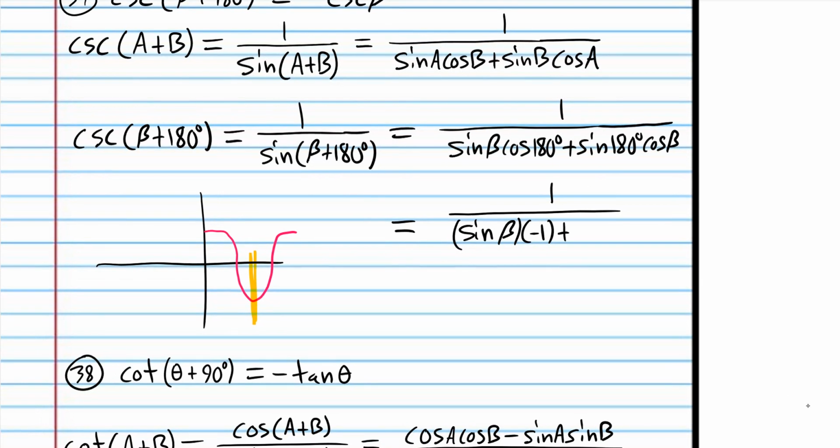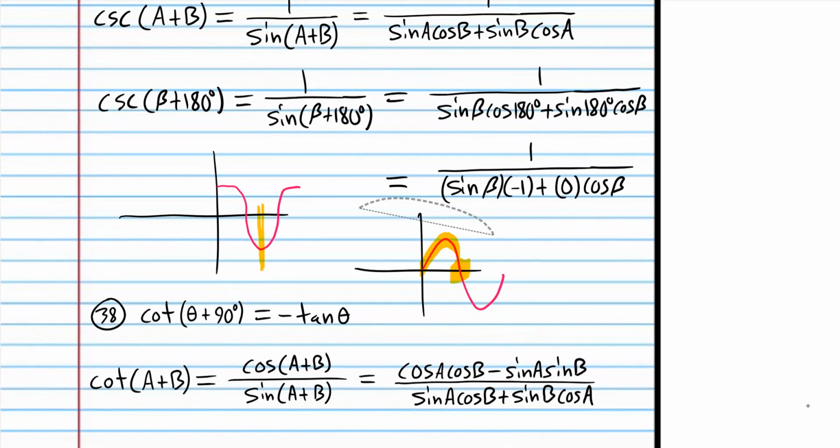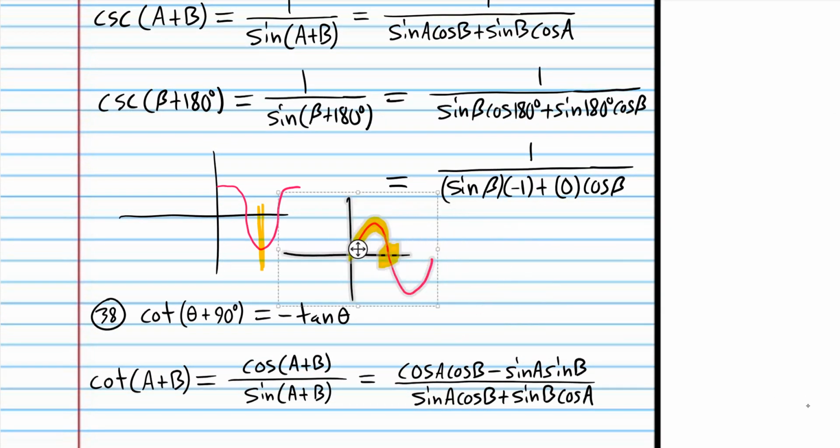Now sine 180 degrees, that's going to be 0. We have 90 degrees and then 180 degrees, it's 0. And again, write parentheses to avoid confusion. So now we have 1 over negative sine beta plus 0, which is, well, we can say -1 over sine beta.